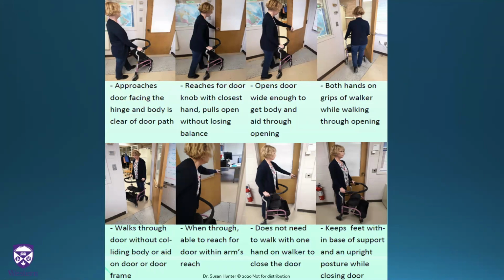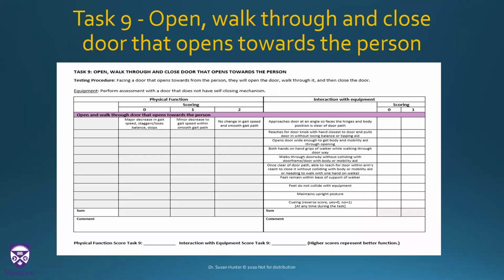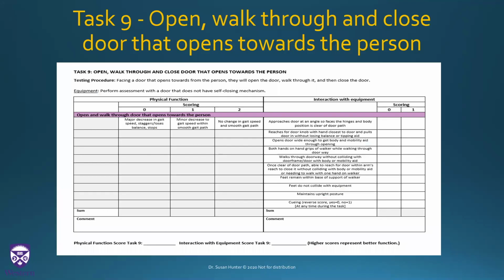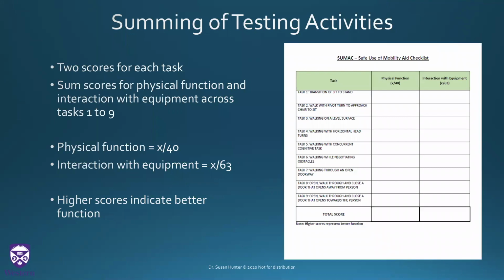These 8 activities or tasks are reflected in what the assessment form looks like. And again, we're looking for, are these activities or behaviors present, yes or no? And then finally, we have to come up with a sum score. So this is the summary page from the assessment. We have each of the 9 tasks. They each have a physical function score and an interaction score.